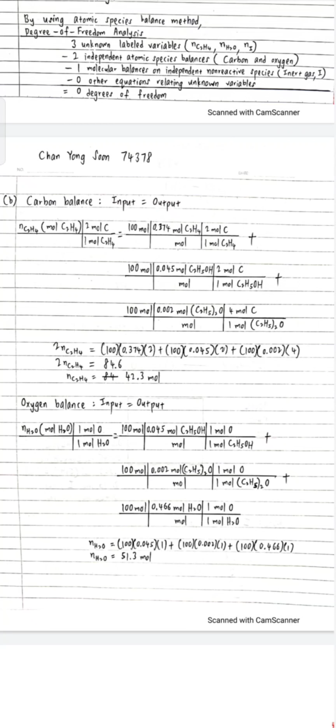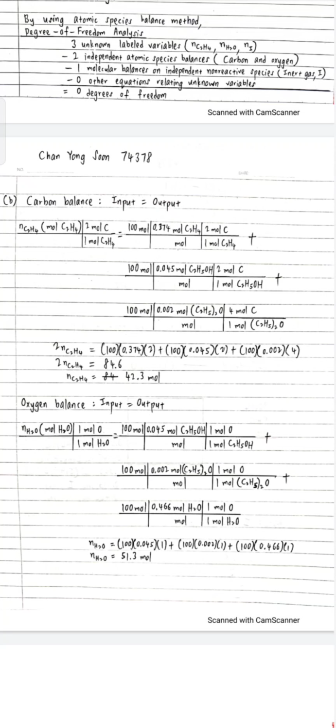Since the atomic species can neither be generated nor consumed in chemical reactions, therefore the atomic species balances take the form in a way that input is equal to the output. So, for the carbon balance, the input is unknown number of mole of ethylene multiplied by 2 mole of carbon in 1 mole of ethylene, while the output is the summation of the number of mole of carbon in each compound containing carbon atom, which can be produced by multiplying their respective mole fraction by 100 mole and number of mole of carbon atoms present in 1 mole of each compound. Then, the calculated number of mole of ethylene is 42.3 mole.